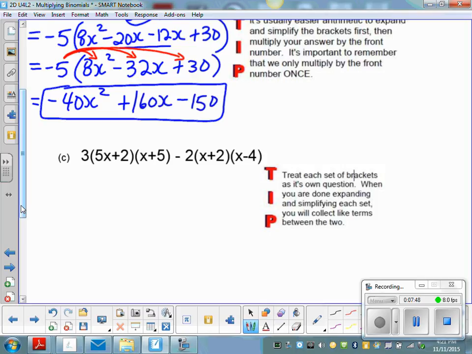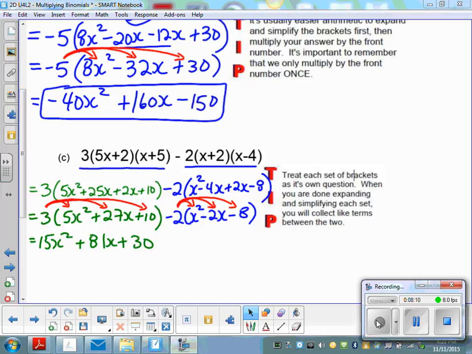Okay, so in this one here, we've got two of these situations. We've got this situation here. We've got this situation here. Okay, I'm going to get you guys to go ahead and try and simplify each of those two parts, and then I'll help you with the collecting like terms at the end.